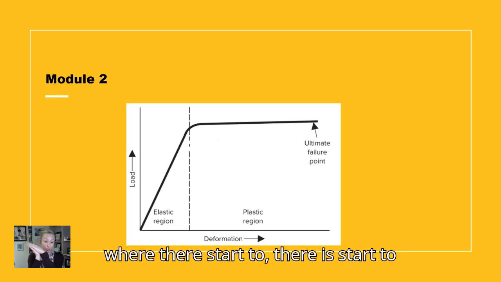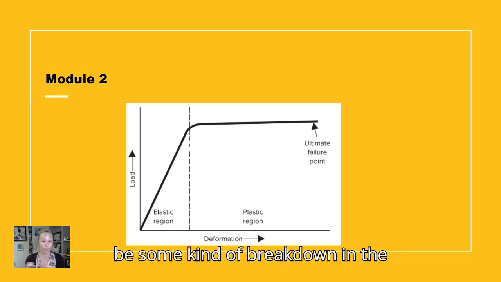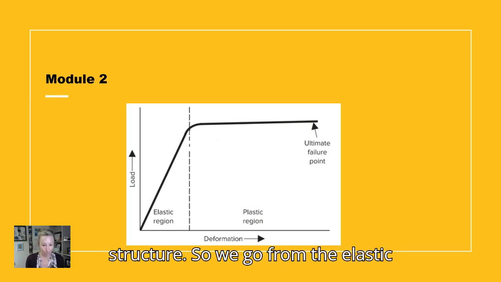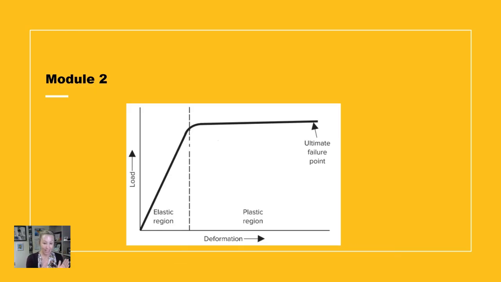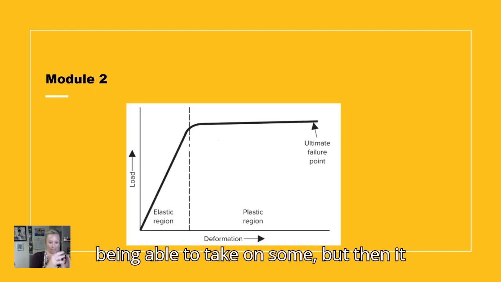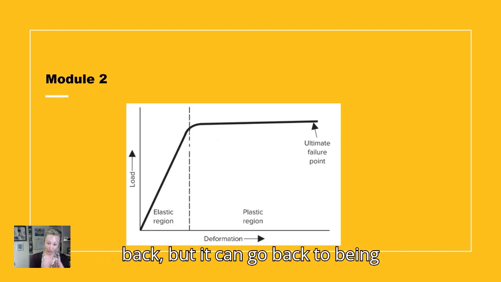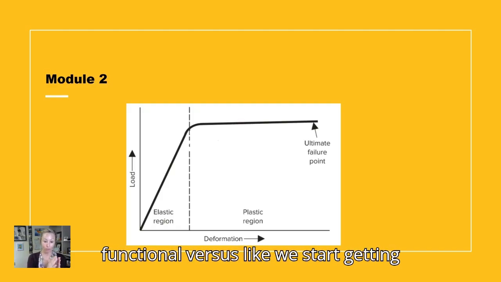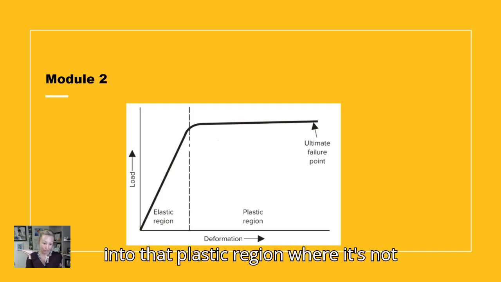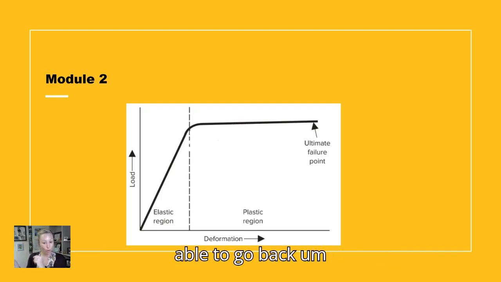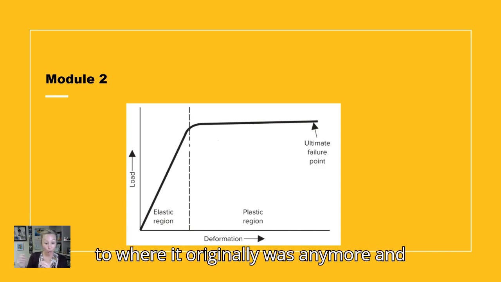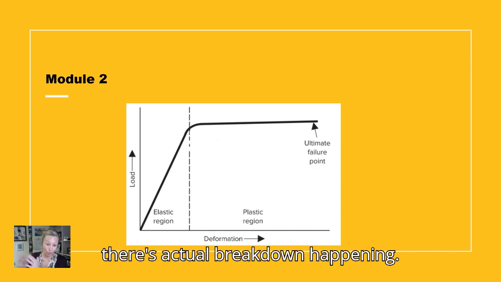So yield point is where there start to be some kind of breakdown in the structure. So we go from the elastic being able to take on some, but then it goes back, but it's never quite fully back, but it can go back to being functional, versus like we start getting into that plastic region where it's not able to go back to where it originally was anymore. And there's actual breakdown happening.